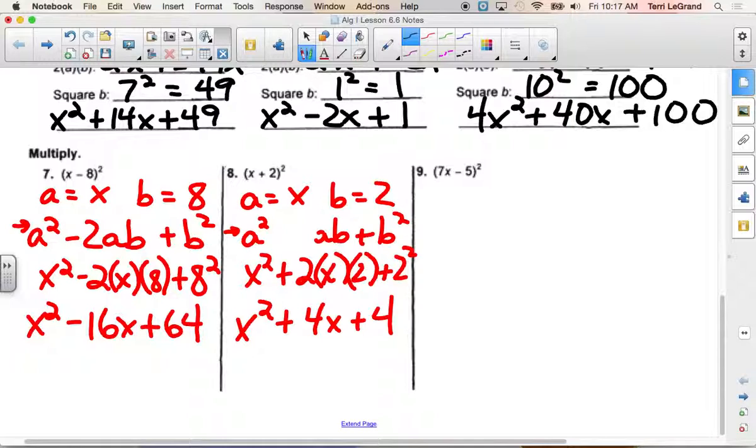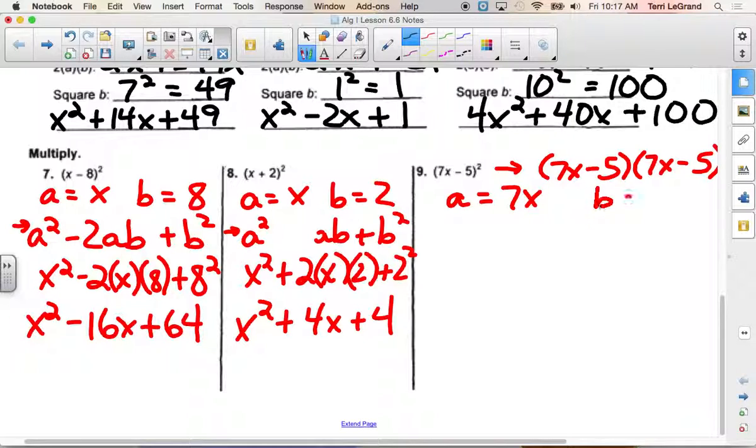So can we use this shortcut all the time? Only when what? When we're squaring a binomial, when we're taking a binomial times itself. What if it's written like this? Does that make it any different? What if it's written like this instead? Does that mean we can't use the shortcut? No, we're still taking a binomial times itself, aren't we? Okay, so what's our a value this time? 7x, right? And our b value is 5. And our model is? What's our model?